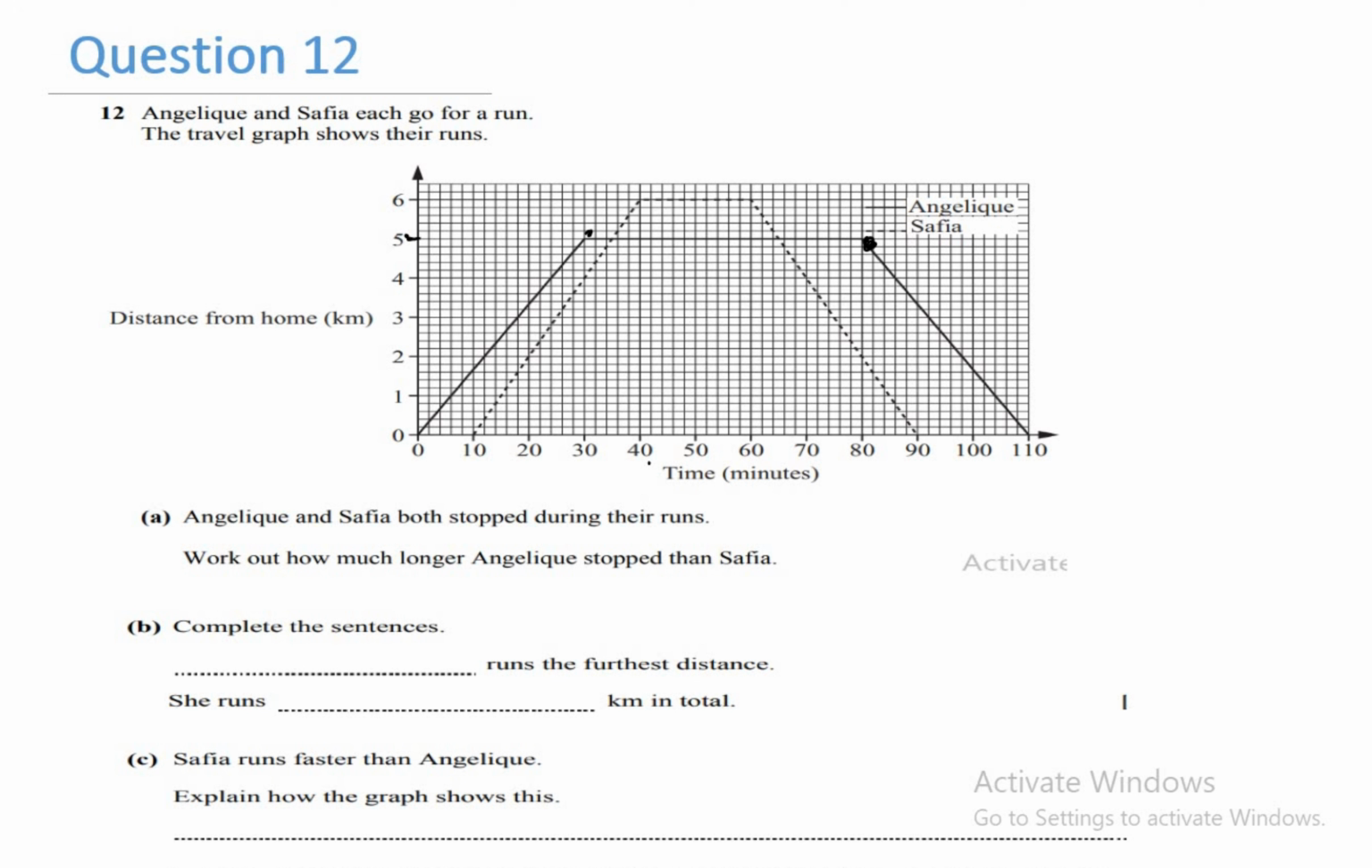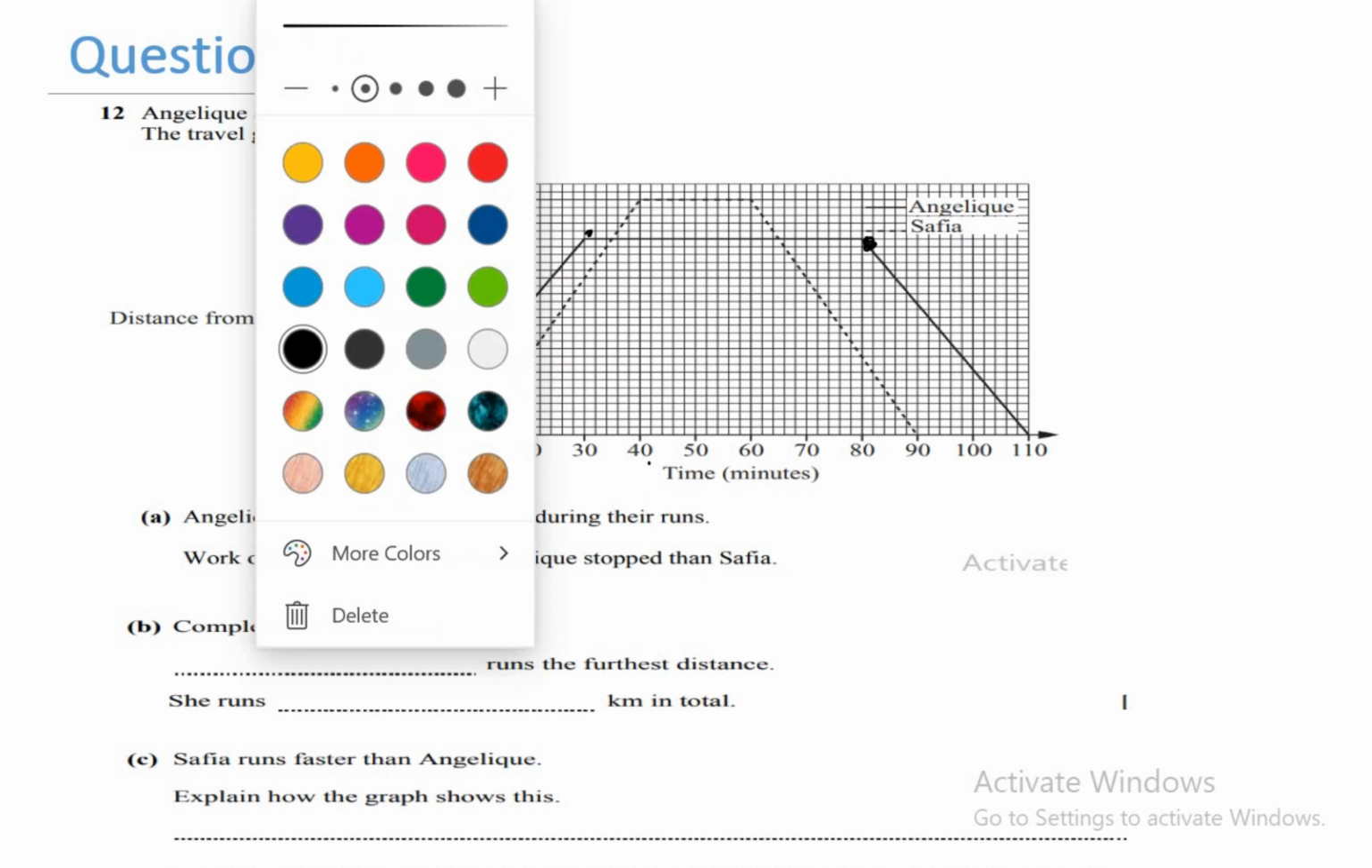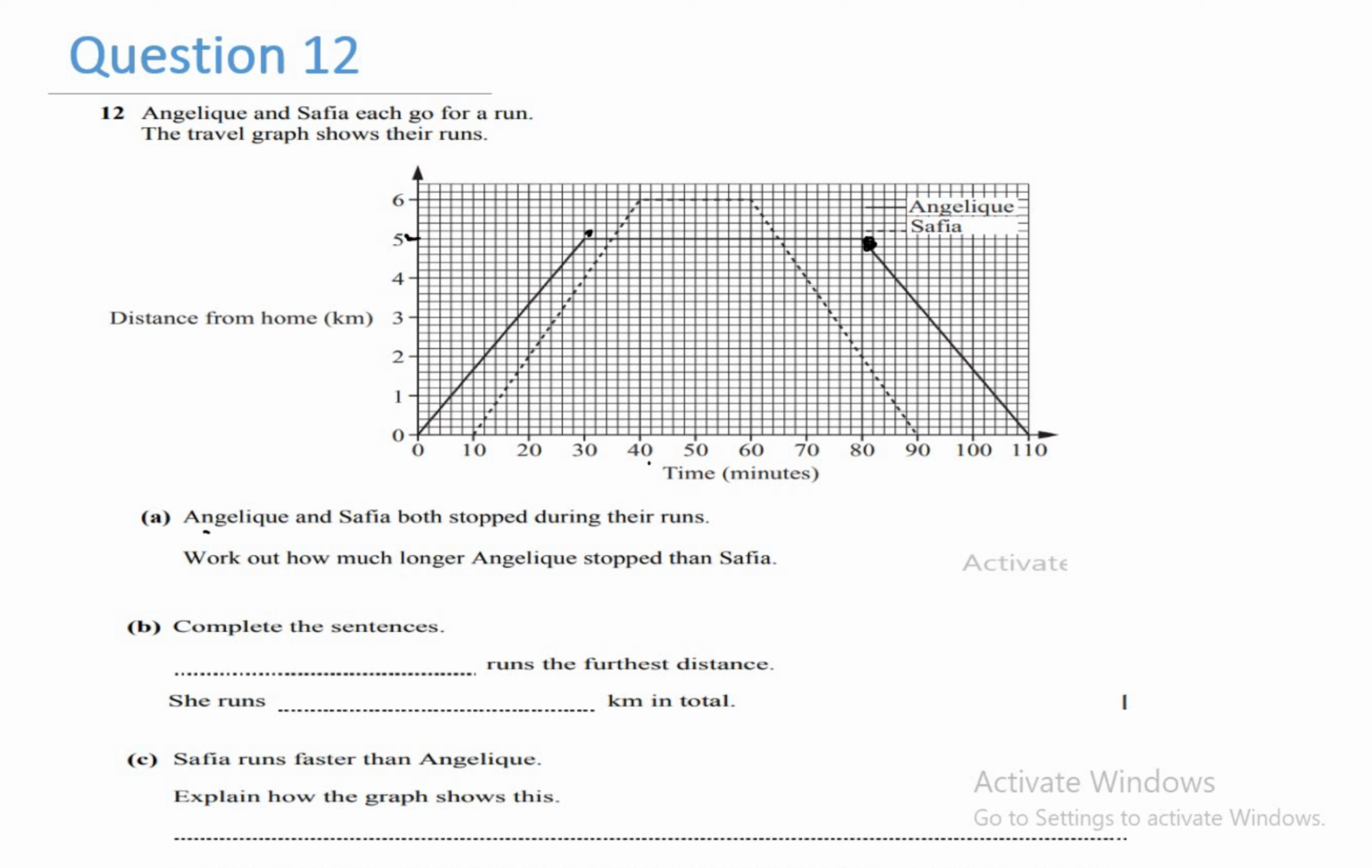Alright friends, let's look at question 12. Angelic and Sophia each go for a run. The travel graph shows their runs. You can see it here. Let's look at A. For A, Angelic and Sophia both stopped during their runs. Work out how much longer Angelic stopped than Sophia. So Angelic is from this point here, which is 30, down to this point, which is 80.